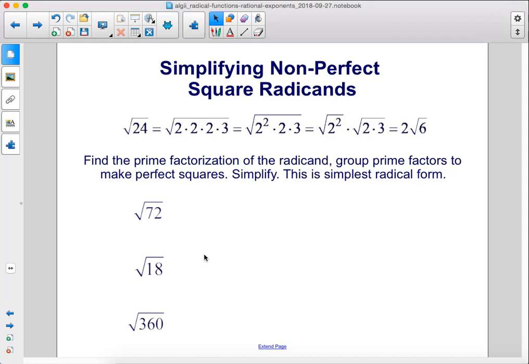Find the prime factorization of the radicand. Group prime factors to make perfect squares. Simplify. This is the simplest radical form.